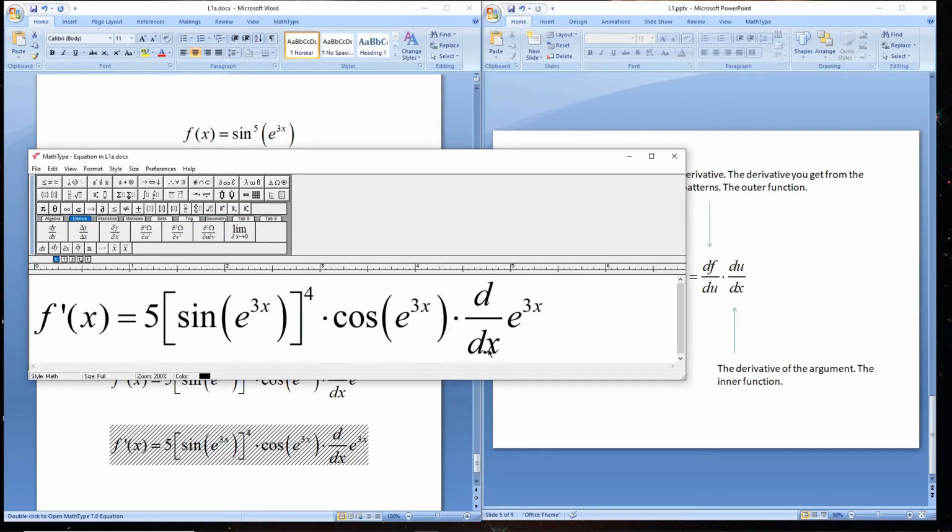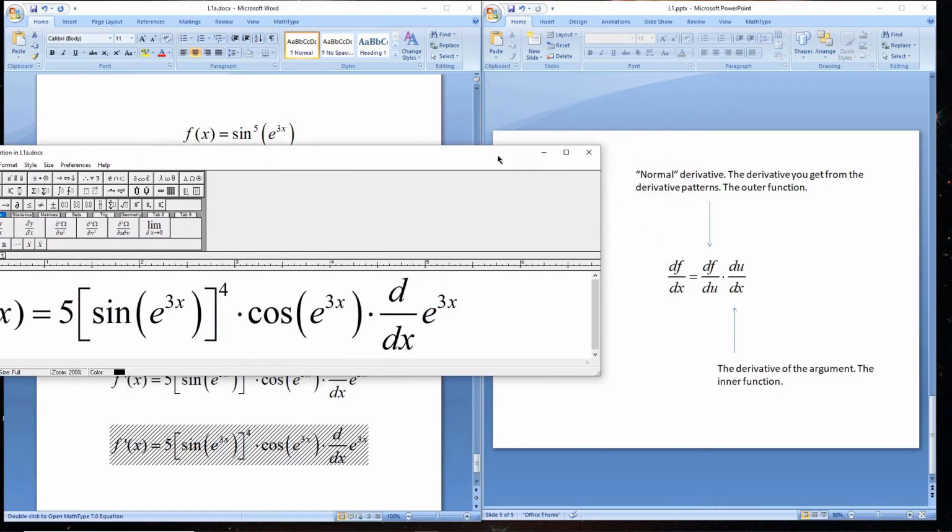And now let's look at this. The derivative of e to the 3x. Is that a straight up derivative? It's not, because of the 3 here. Remember, the straight up derivative is e to the x. The 3 is blocking that. So this is another chain rule.